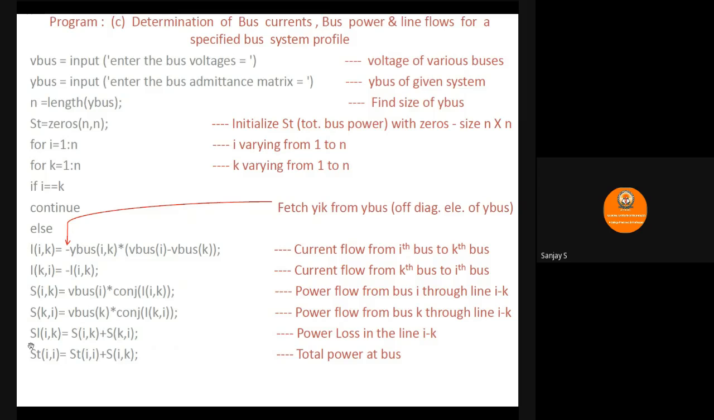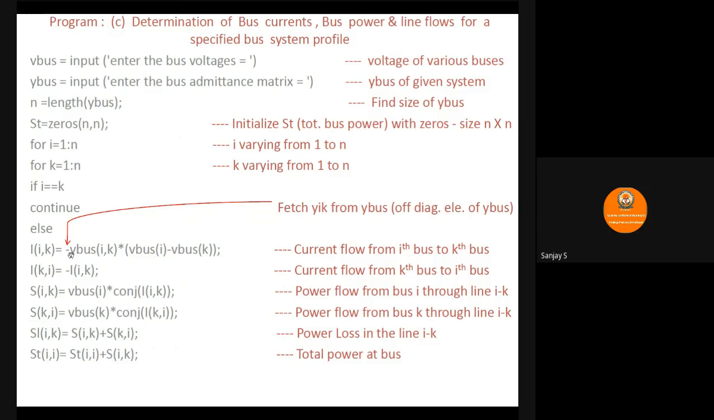Else we are having these instructions. Else, in the sense when i is not equal to k, we are referring to the off diagonal elements. I of i comma k will be equal to minus Ybus of i comma k into Vbus of i minus Vbus of k. See, here there is a catch. We are taking a negative sign here.